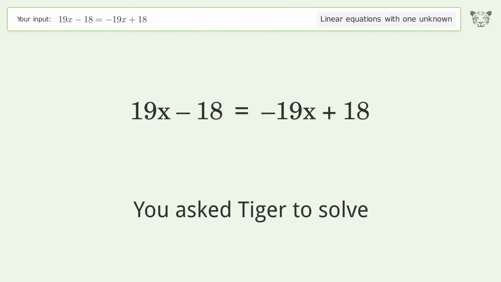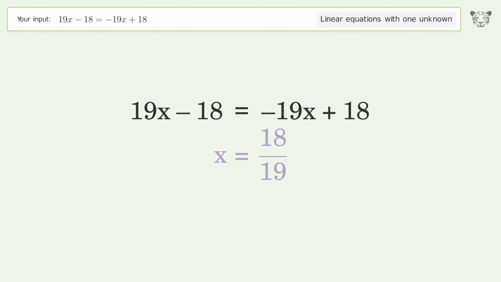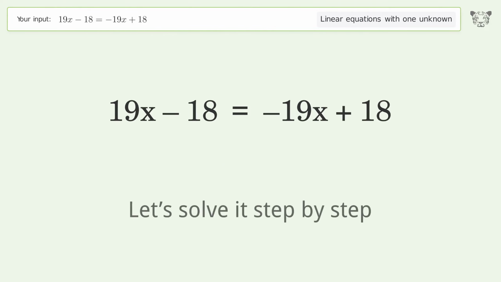You ask Tiger to solve. This deals with linear equations with one unknown. The final result is x equals 18 over 19. Let's solve it step by step.